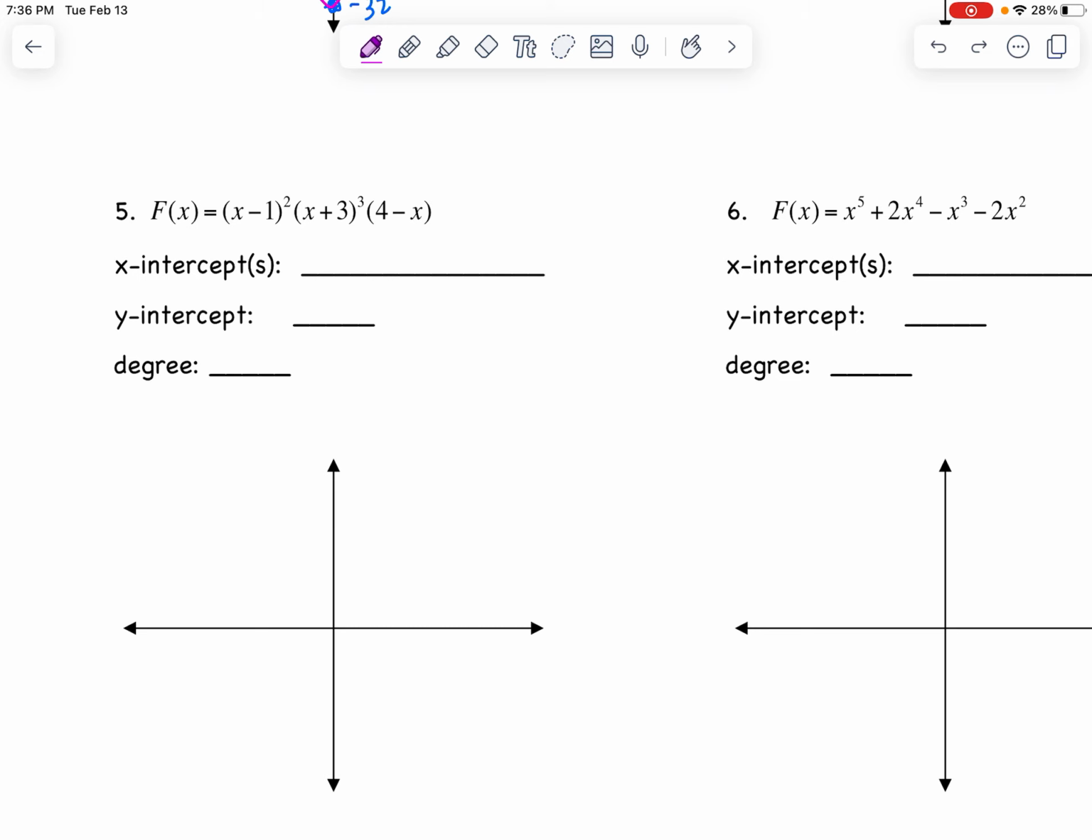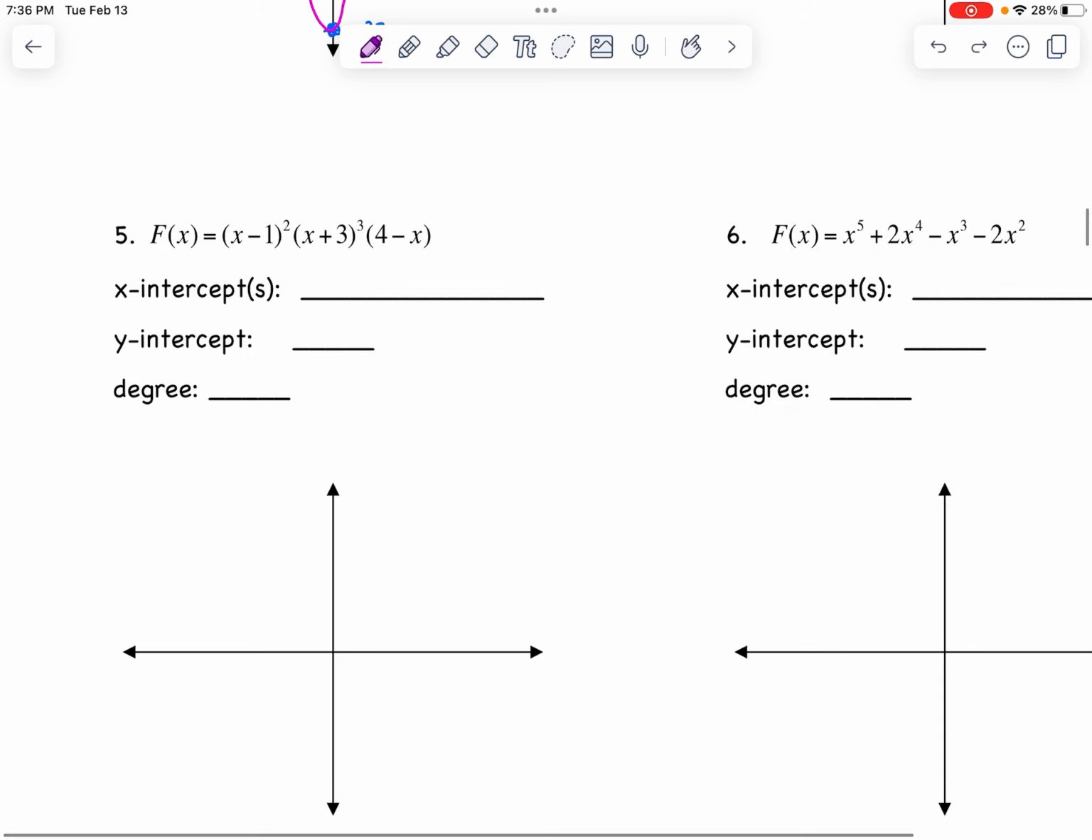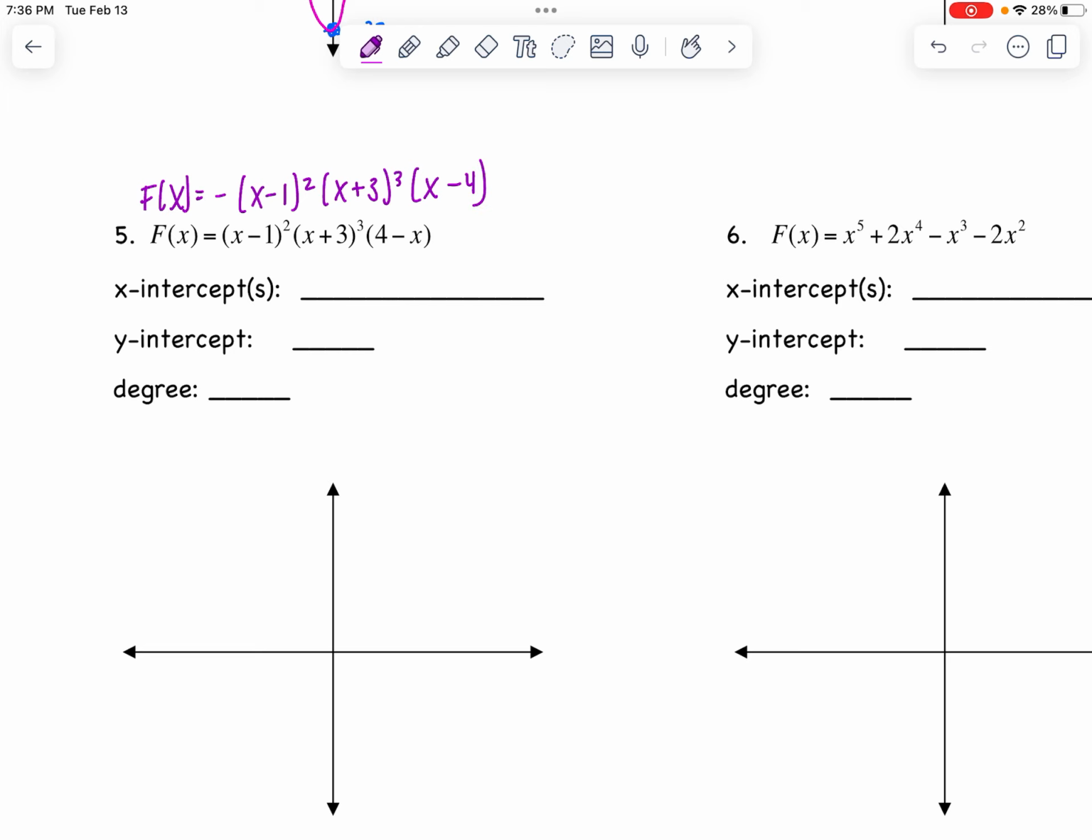Number 5. Almost done. So number 5 and 6, we might actually have to do some additional work. So for function 5, we get the (x minus 1) quantity squared, (x plus 3) quantity cubed, and then we have 4 minus x. So here I'm actually going to go ahead and factor out the negative in the 4 minus x. So I can go ahead and rewrite it as a negative (x minus 1) squared times the quantity (x plus 3) cubed, and then this becomes x minus 4.